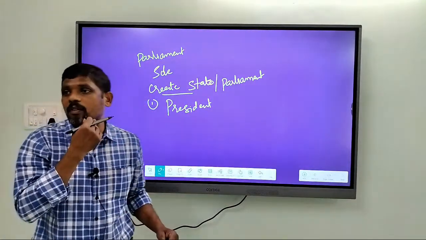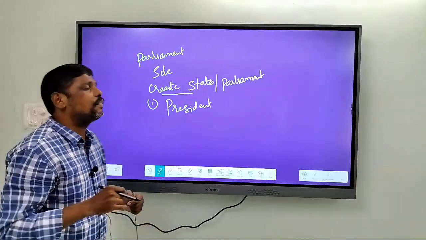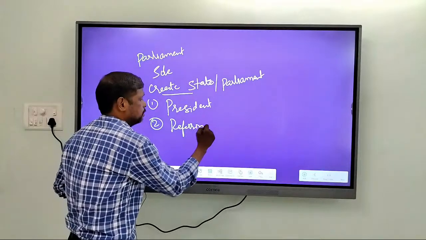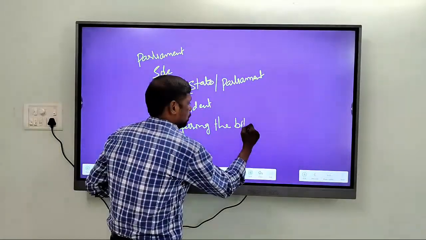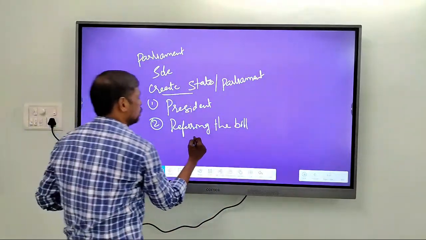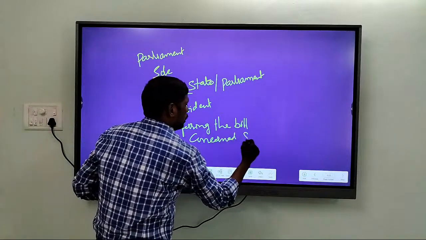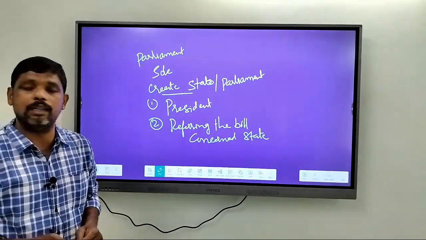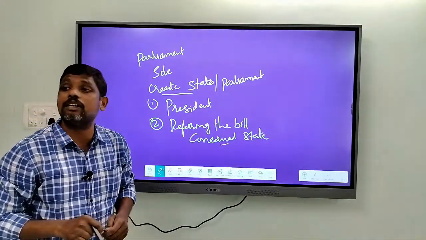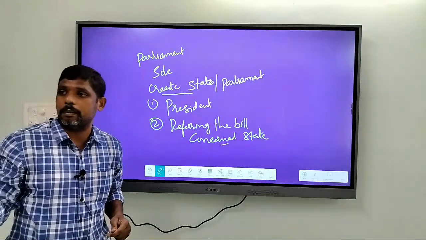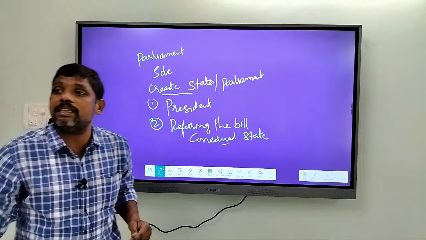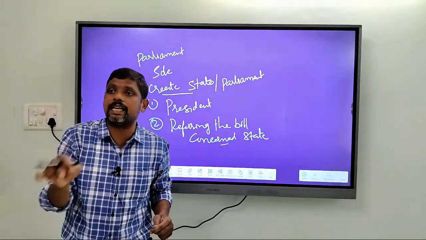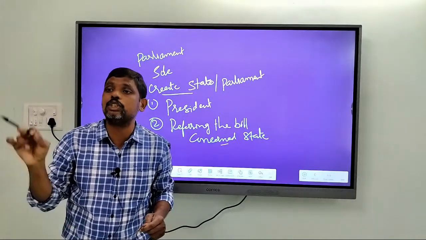The power to create states in India starts with the President referring a bill to the concerned state legislature. It is the President who refers the bill to the concerned state legislature which is to be divided. But will the President directly send the bill to the state? No, it is sent through the governor. The President directs the governor to refer the bill to the state which is to be divided.